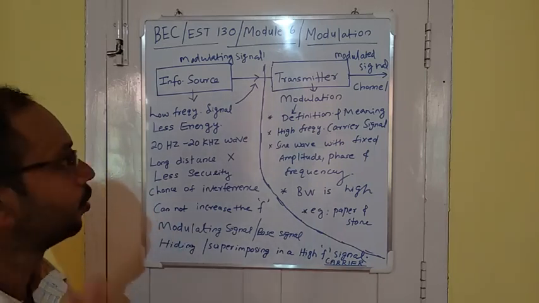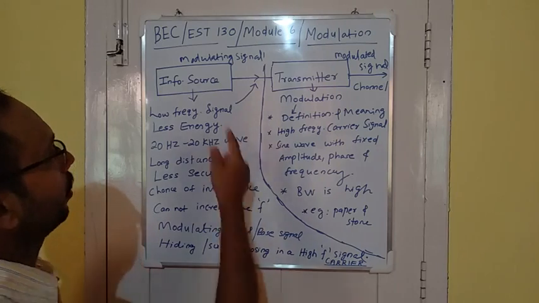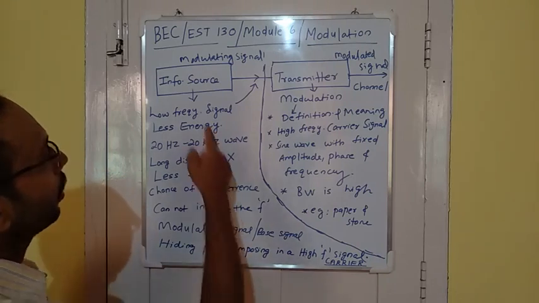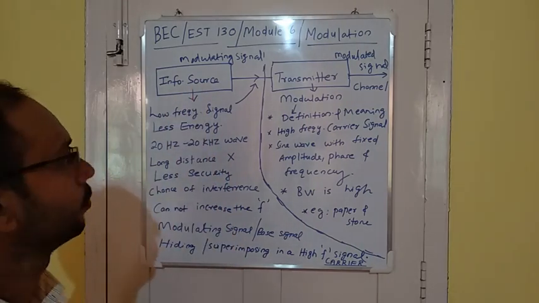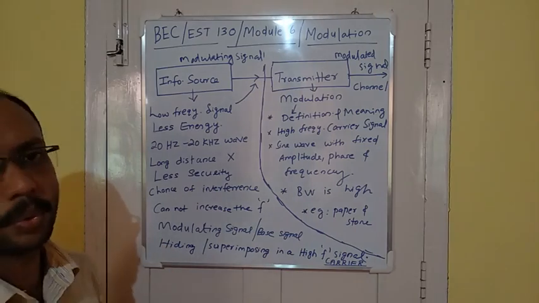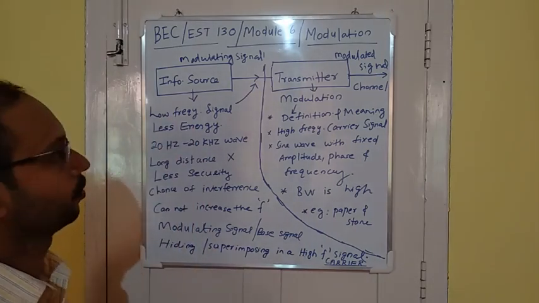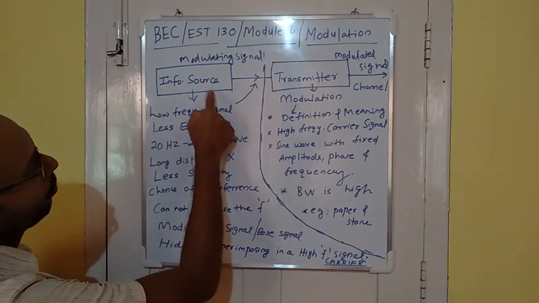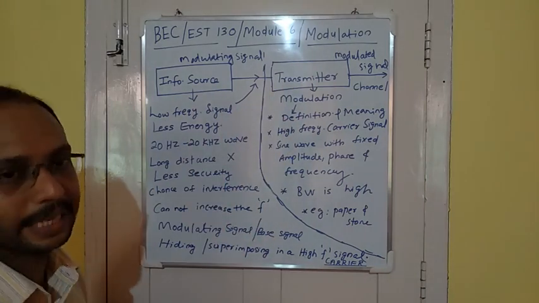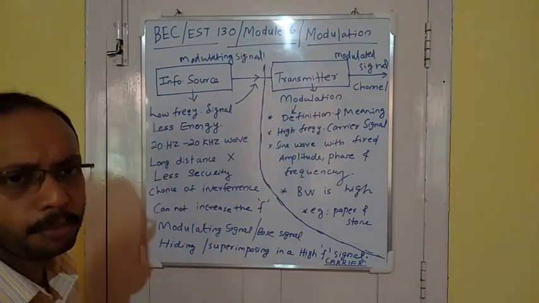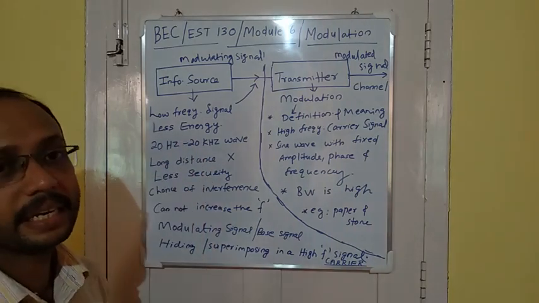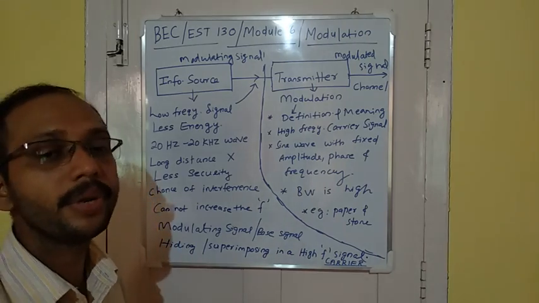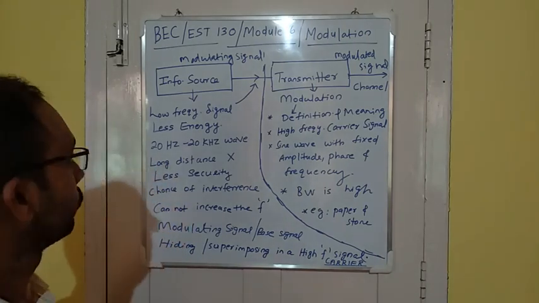First, we have to consider the signal from the information source. These are the properties of the signal collected from the information source. The signal from this information source is a low frequency signal. That is the first property. Low frequency signal coming from the information source to the transmitter. Then the second property is that it has very less energy. Less energy means that we cannot transmit this low frequency signal over a longer distance.